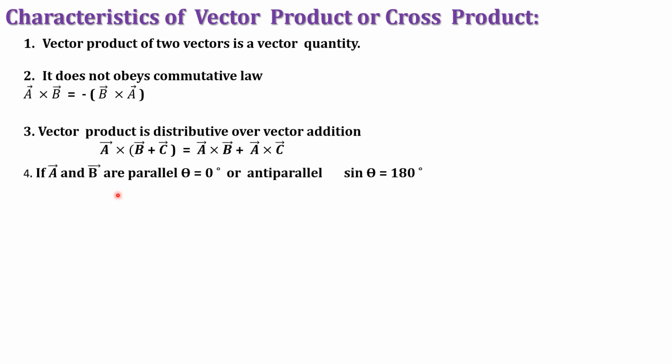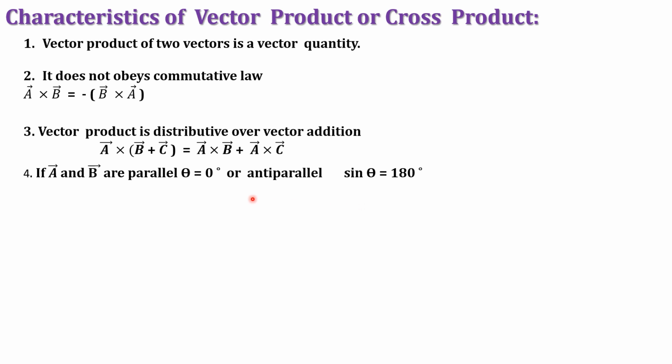Next, we write that vectors A and B are parallel. If both vectors are parallel, the angle between them is 0. Or if they are anti-parallel, theta is equal to 180 degrees. Then what is the result?